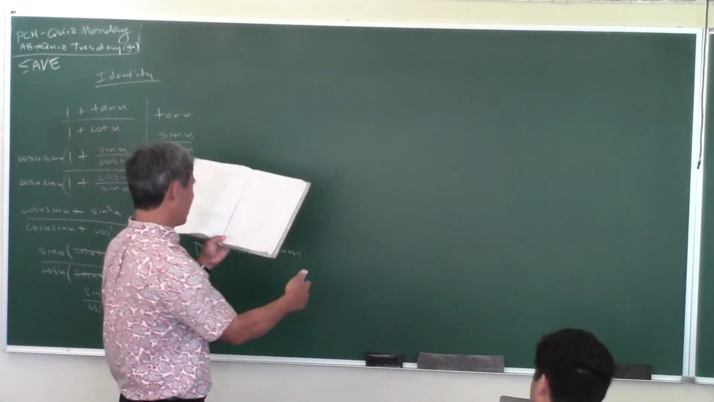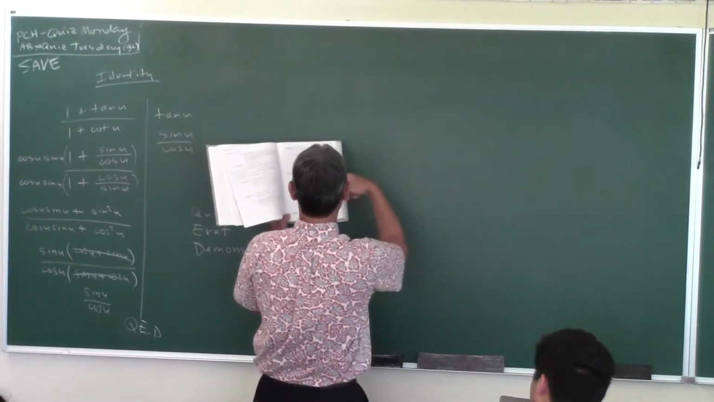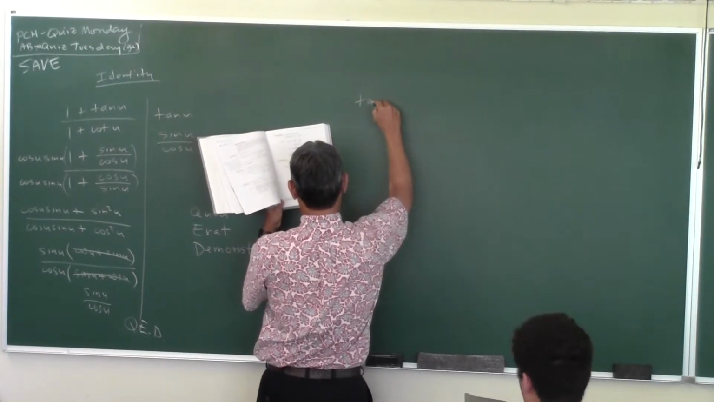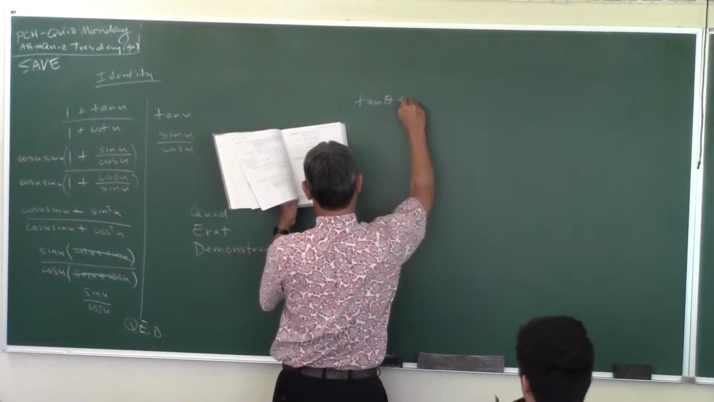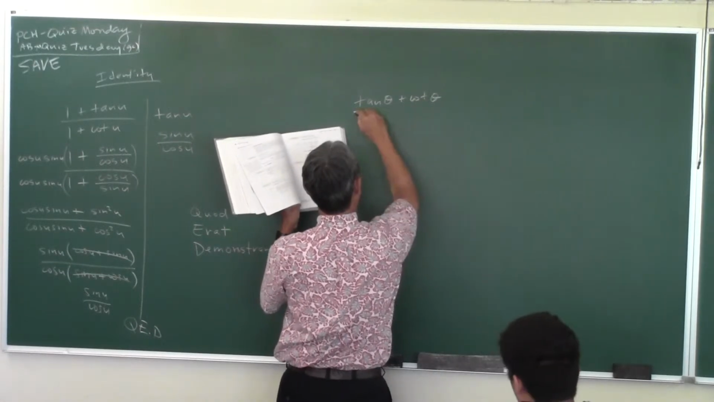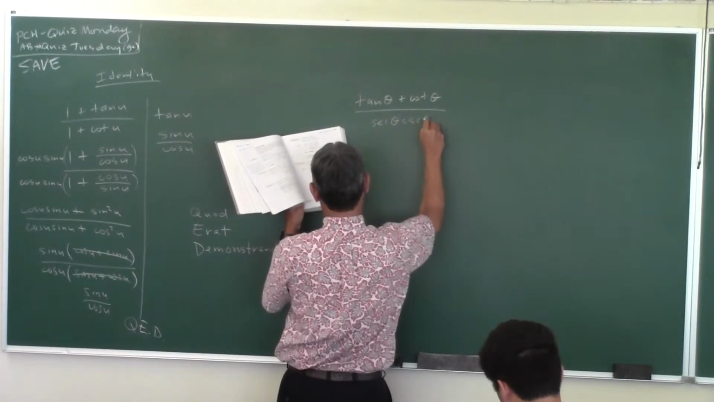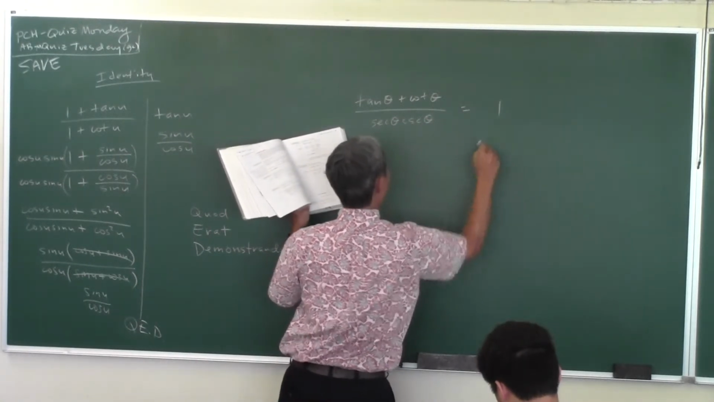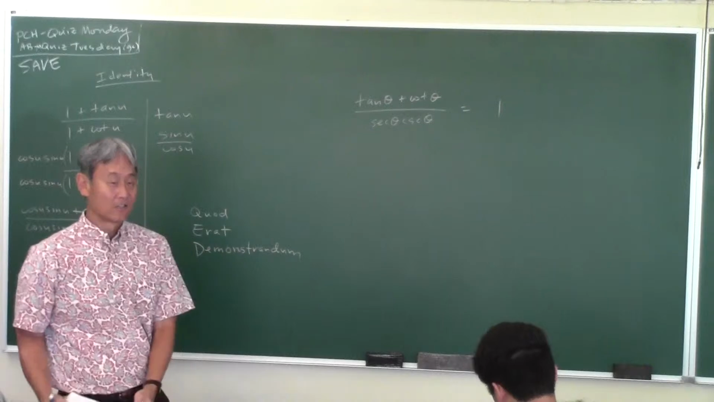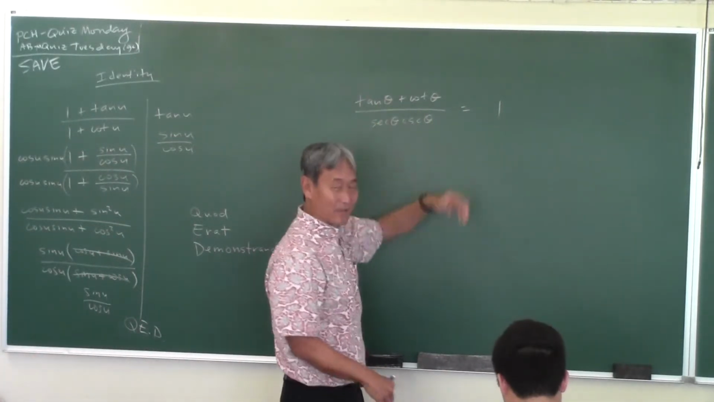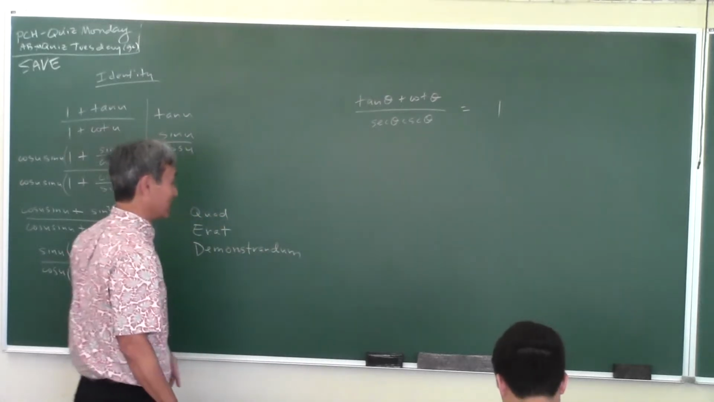Okay, let's go to this next one here. I'm going to skip example 6 because 6 looks harder than 7. So this is example 7. Tangent, I'm just going to use theta. Tangent theta plus cotangent theta all over secant theta cosecant theta is equal to 1. So prove that no matter what angle you plug in for theta, this thing will come out to 1 no matter what.